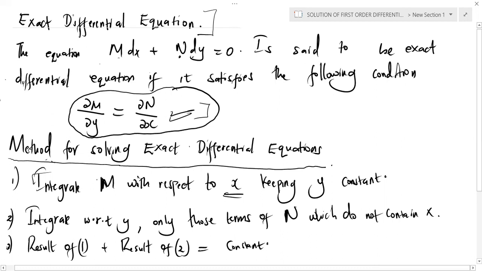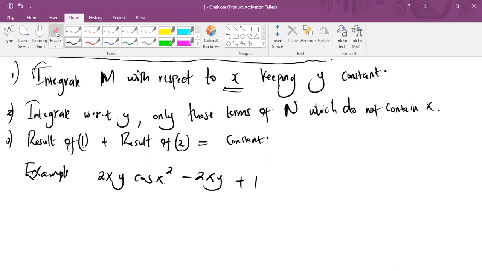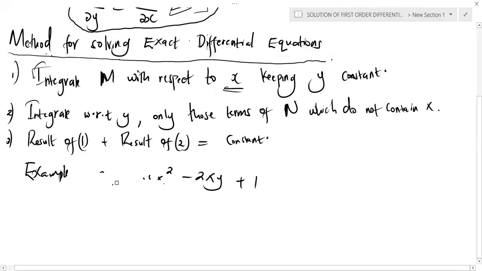And the method of solving it is basically integrating M with respect to x and then integrating N only for values of N which do not contain x. We integrate with respect to y only values that do not contain x. Then the results in 1 and 2 are added and equated to a constant. That's how we solve. So let's take up an example of an exact differential equation and see how exactly we go about solving it.